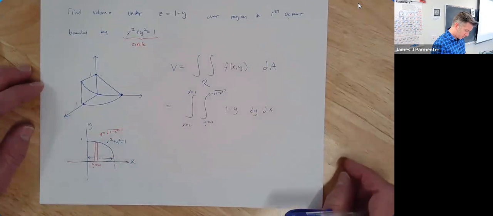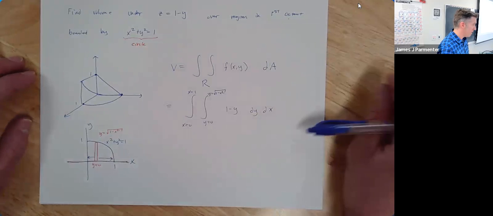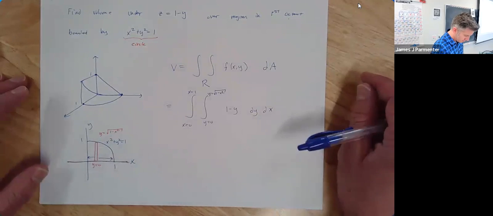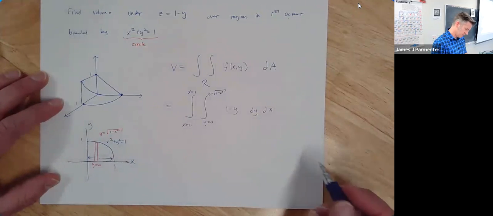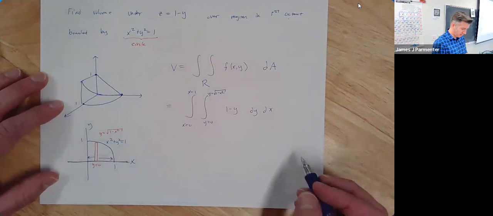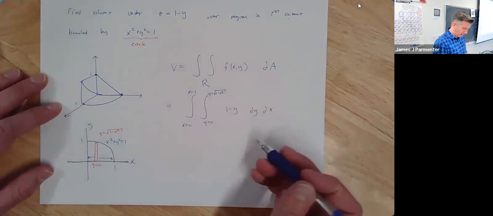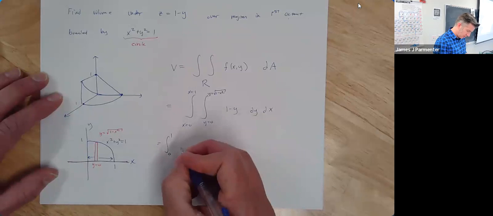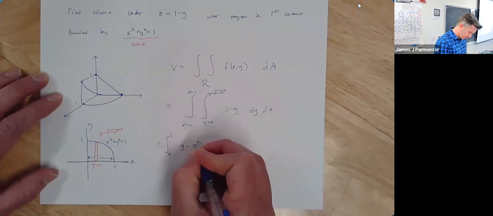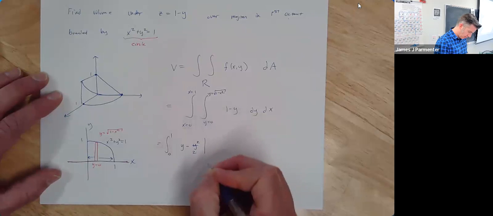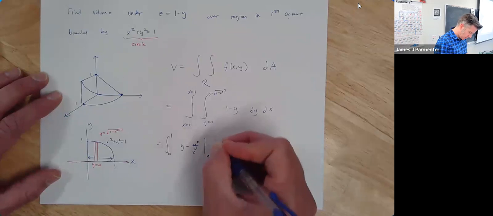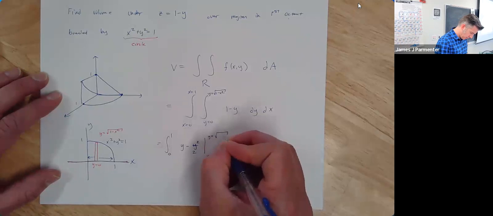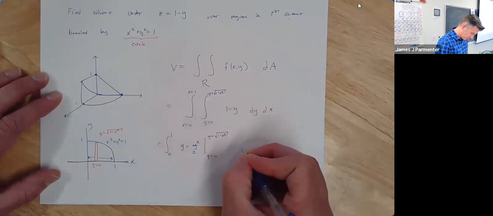Oof. So now I'm worried this isn't going to turn out well, but sometimes it happens. Okay, so integrating with respect to y. The integral of 1 minus y is y minus y squared over 2, from y equals 0 to y equals the square root of 1 minus x squared.